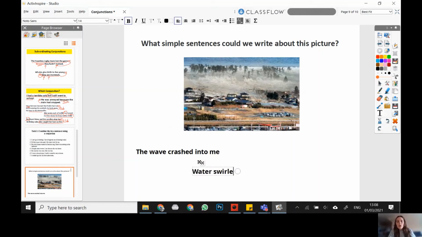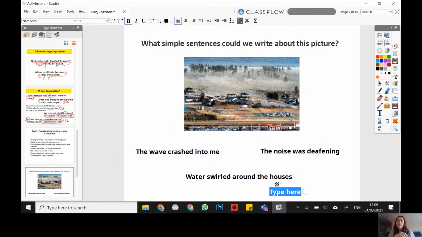Water swirled around the houses. Maybe a bit of an, even like a stronger word than swirled. Okay. What else could I have? Trying to use my senses again. The noise was deafening. Try to think, if I was in this flood, what would I do? I'd probably try to be scrambling onto the roof. I scrambled onto the roof of the house.